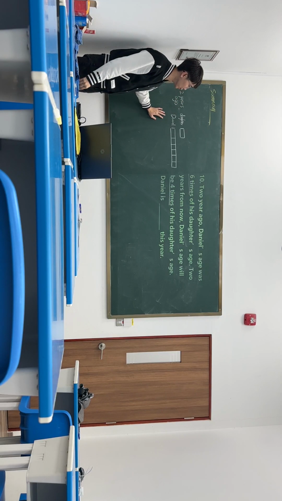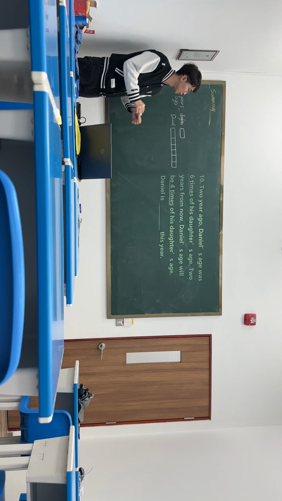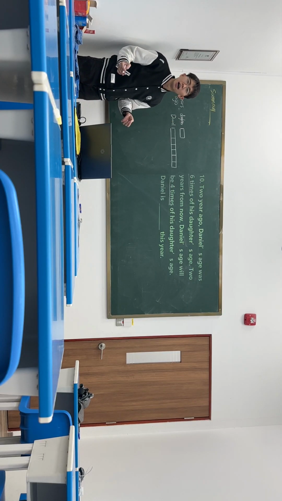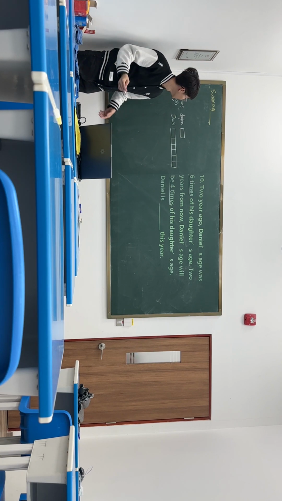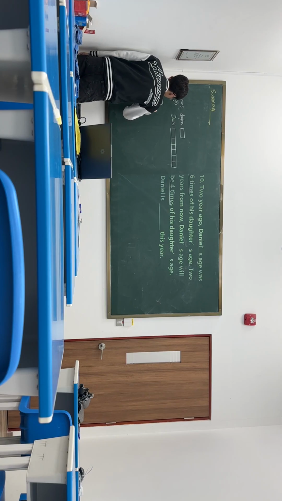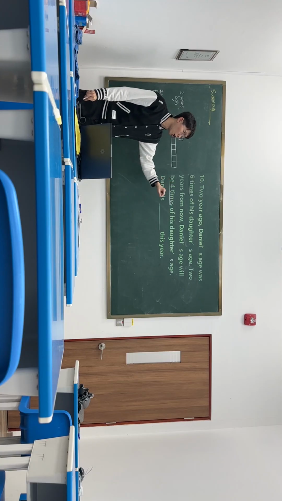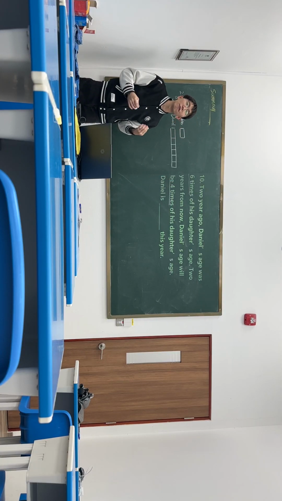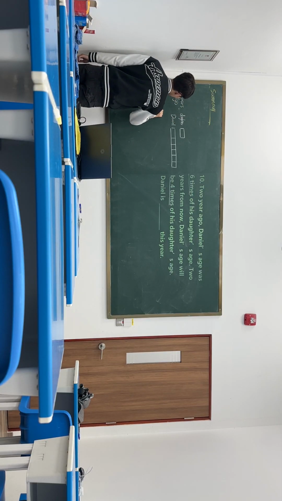And then what else do we know? 2 years from now, Daniel's age will be 4 times his daughter's age. How do we know the 2 years from now scenario? So that is 2 years from now. How do we find this out? Daniel will be 4 times his daughter's age. So again, we should start drawing from which item? The daughter again. Very good. So the daughter.